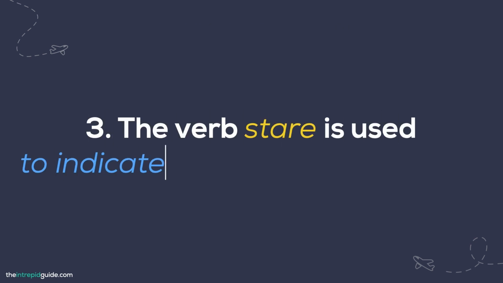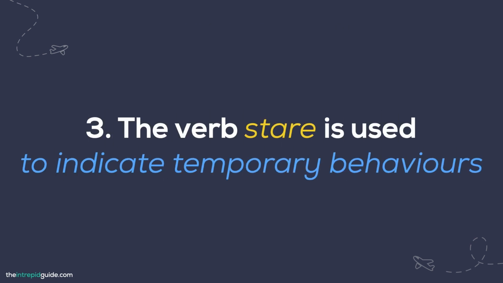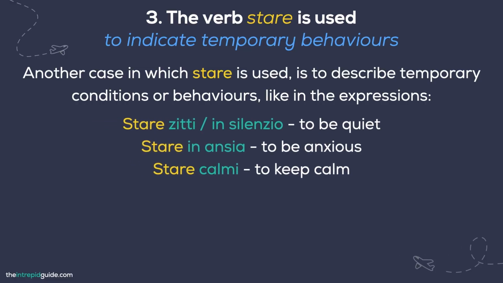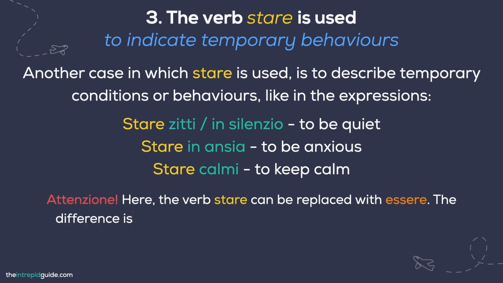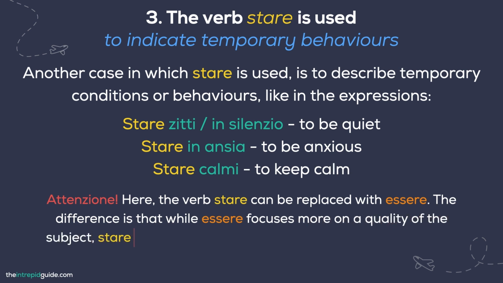The verb stare is used to indicate temporary behaviours. Another case in which stare is used is to describe temporary conditions or behaviours, like in these expressions. Stare zitti, in silenzio. To be quiet. Stare in ansia. To be anxious. Stare calmi. To keep calm. Attenzione! Here, the verb stare can be replaced with essere.